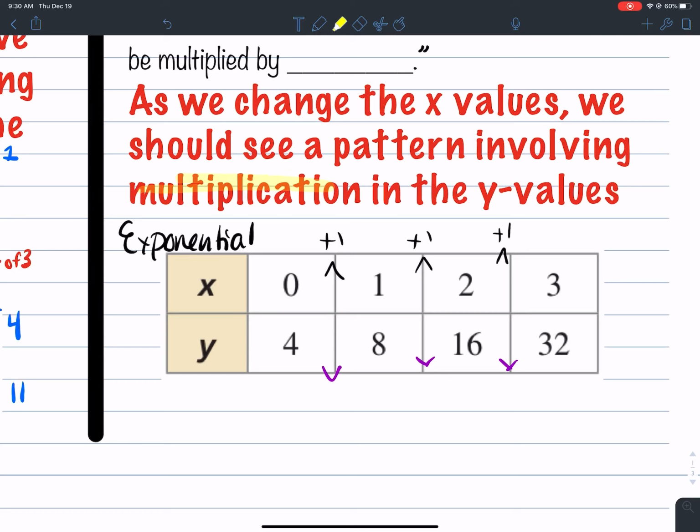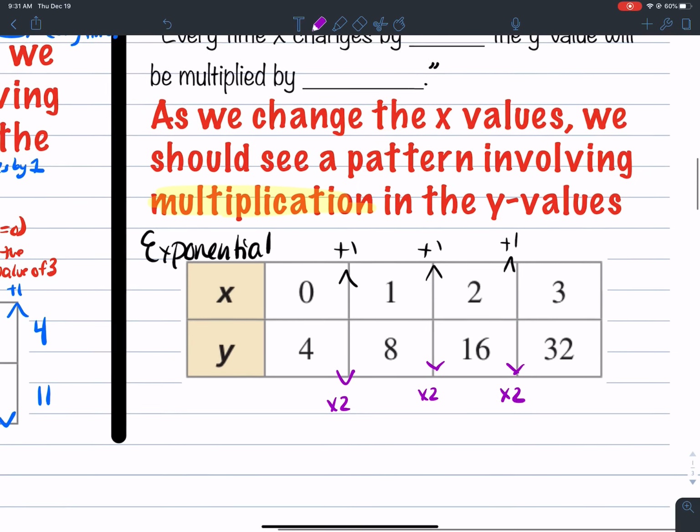We should be looking for some sort of pattern involving multiplication. So what I notice is if I started at 4, I would multiply that by 2 to get to 8. If I took 8 and multiplied that by 2, I get 16. And likewise, 16 times 2 is also 32. So I can see that this table has a pattern of multiplication.